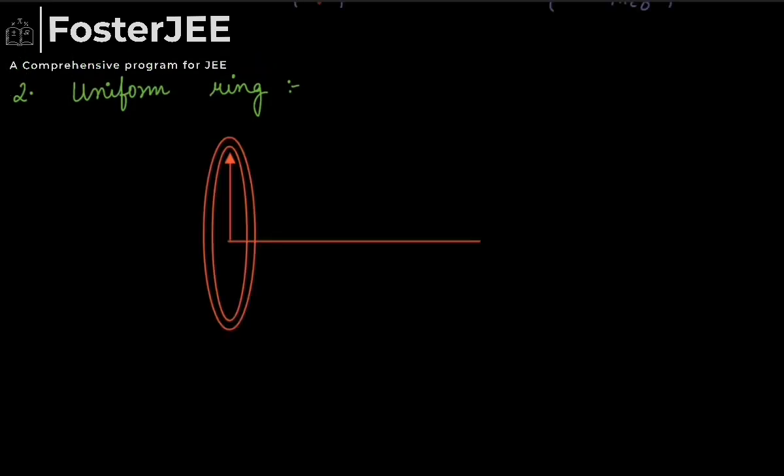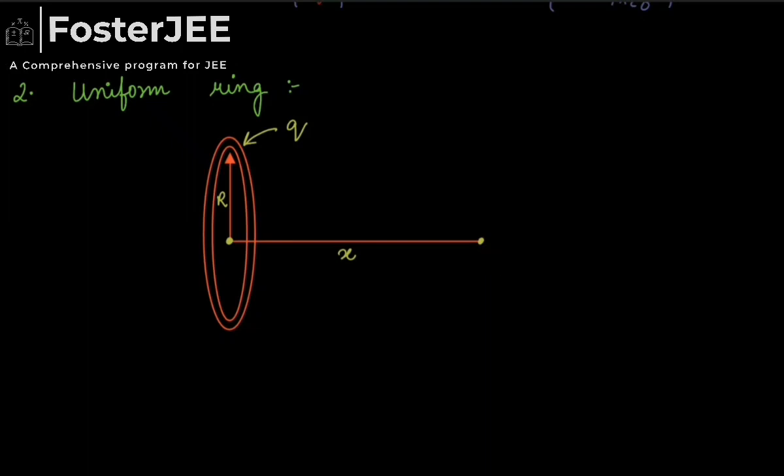Now, suppose we have a ring of radius r, and suppose this is our center. We need the electric field at distance x from its center. We are given that a charge q is distributed uniformly over its circumference. So, due to this ring, we have to calculate the electric field at this point.